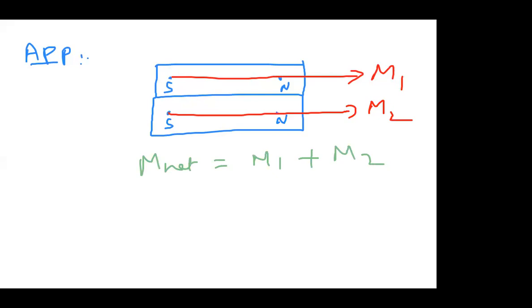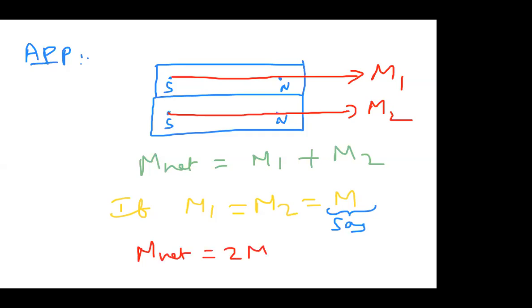Suppose they have given that in one application. Before going to the next application, here we'll say one point: if the magnetic moments are equal, let us say M1 is equal to M2 equal to M, then what will happen to the net magnetic moment? Net magnetic moment is equal to M plus M, that is 2M. So this is the net magnetic moment if they are equal.